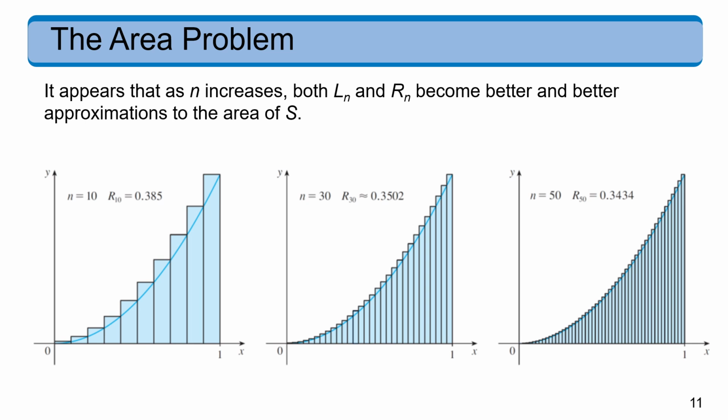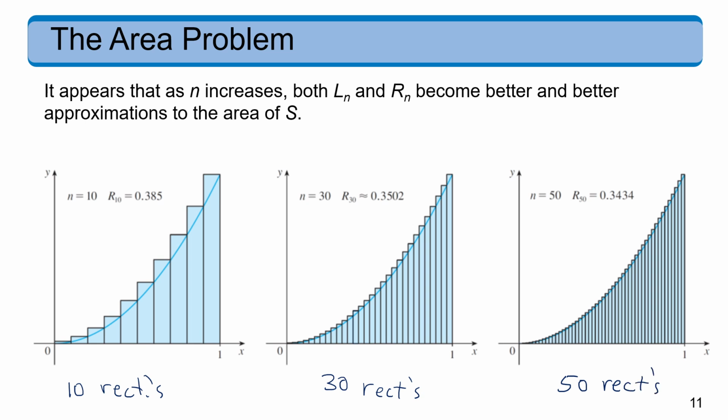So we just saw that it seems that as we increase the number of rectangles, our approximation gets better. And we can illustrate that with this figure here. So there's 3 pictures here. The one on the left is R10. So the 10 means there are 10 rectangles. The R means we use the right endpoint to determine the height of each one. To the right of that, we have R30. So this one uses 30 rectangles and also right endpoints. And then R50, this one uses 50 rectangles.